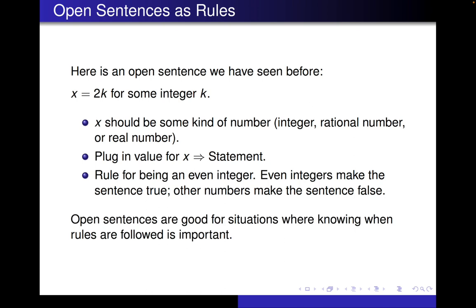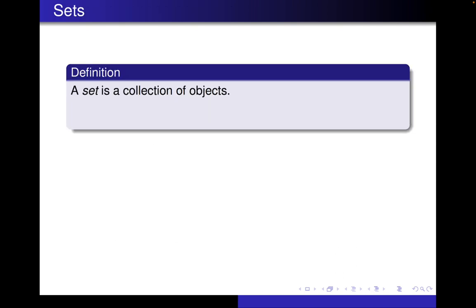So you can see now that open sentences are really good for situations where we want to make some kind of rule for some kind of concept. All right, so in particular, it's going to be useful for us to define sets, whatever those are. So again, let me give you a definition. A set is merely a collection of objects.